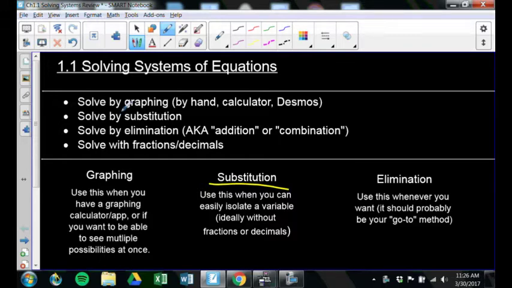We're going to cover solving by graphing, either by hand or calculator with Desmos, the app, solving by substitution, solving by elimination, which is also known as the addition or combination methods, solving with fractions and decimals, and one thing that I didn't list was having no solutions or infinite solutions. That'll be at the end. Any of those things you can jump to down below. I have timestamps, but let's start talking about solving with graphing.